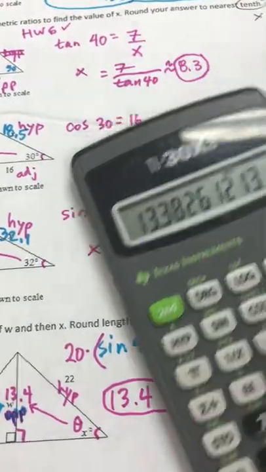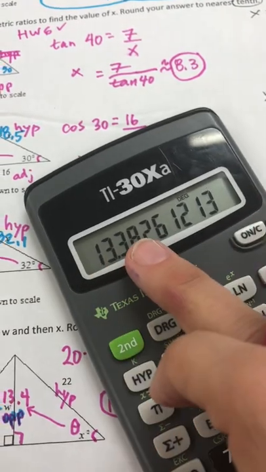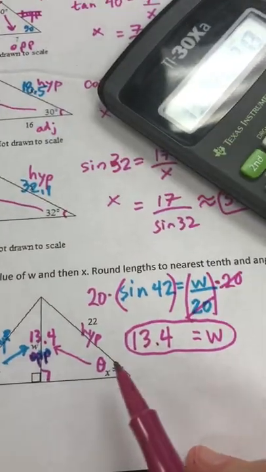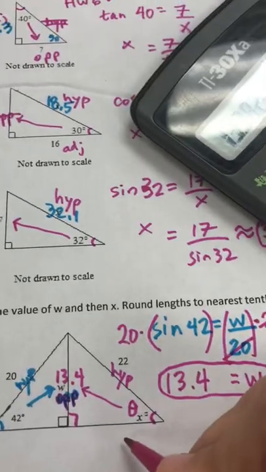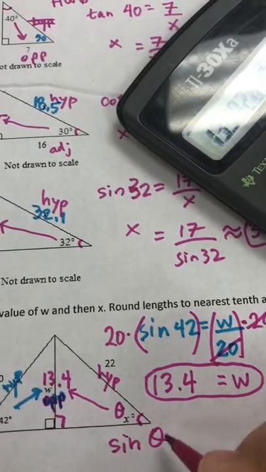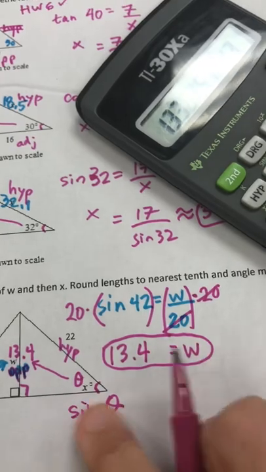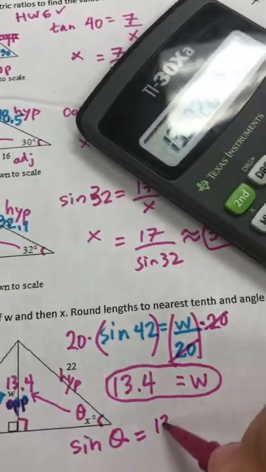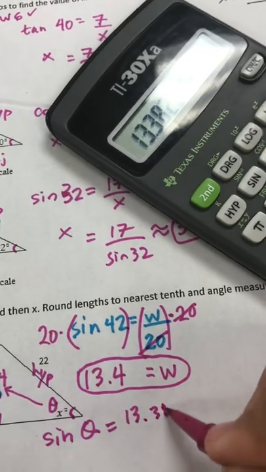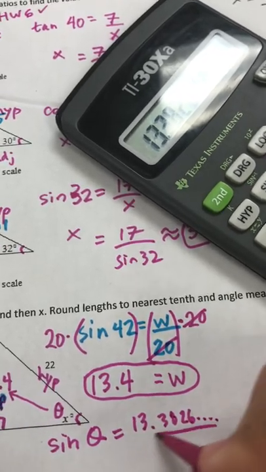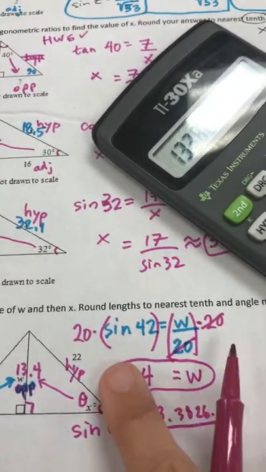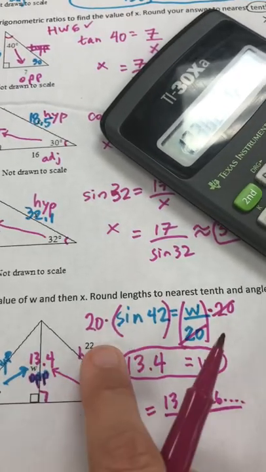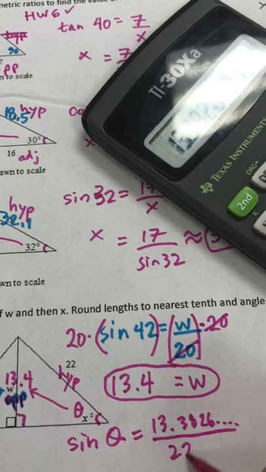Now here's a tip. You want to keep that in your calculator. Don't round it yet. It's already in there, so it actually saves you some time. Okay, so let's set this up. The sine of angle theta, or you could call that x, the sine of theta, is opposite, which is that 13.3826, yada, yada, yada. Keep that in your calculator. Don't round it yet. That's W, but we solved for W, and the hypotenuse is 22.